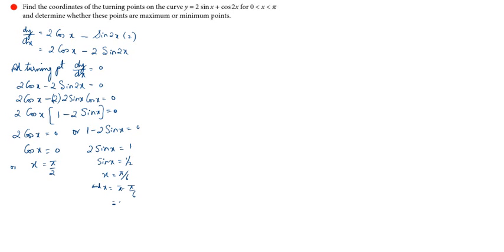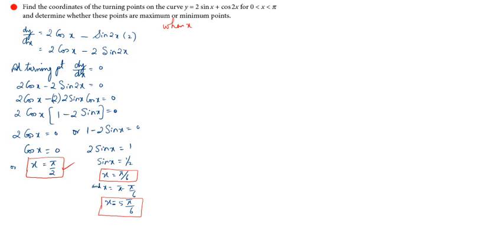This is equal to 5 pi by 6. So we have these values: x is equal to pi by 2, x is equal to pi by 6, and x is equal to 5 pi by 6. So we have 3 x values. Now for each individual value we will find the coordinates of the turning points, starting with when x is equal to pi by 2.